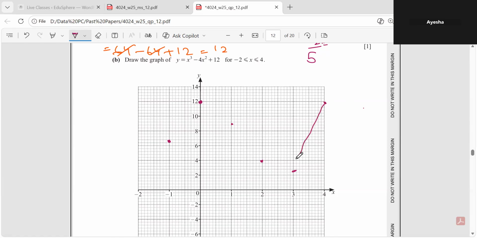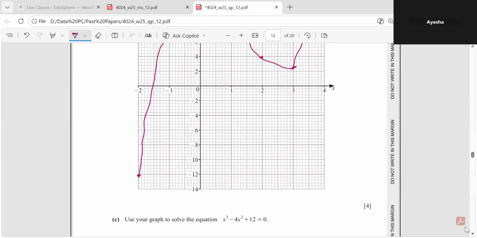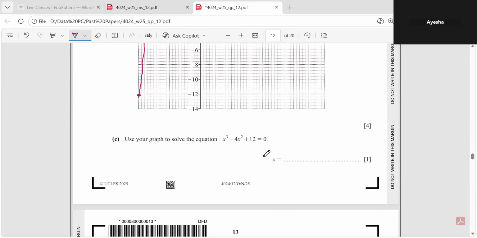Very carefully, because when you are making a graph, you have to be very careful. Because I am doing it in soft copy, you will have a proper pencil. The graph should be very proper, neat and tidy. My graph is not very proper and tidy. Now at this point, they say use your graph to solve the equation. We know the equation is y equals x cube minus 4x squared plus 12.